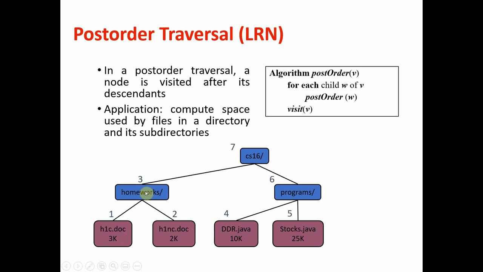So if we go through this one again, we can't display it, right? Because we have to display all its descendants first. So then we go to its left subtree. Okay, this one doesn't have any left or right subtree. So here we can display this one, right?